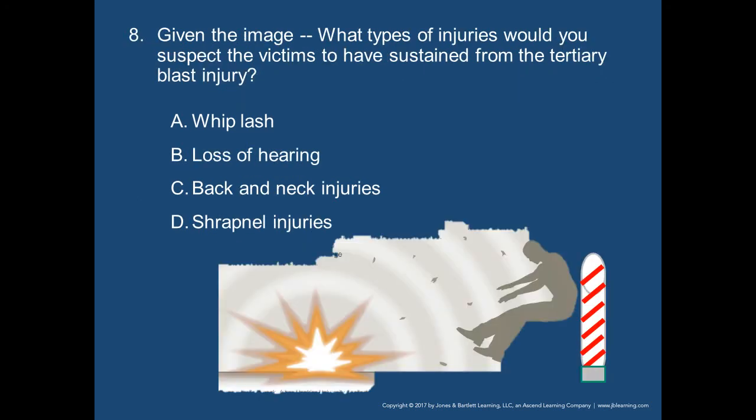Number 8: given this image, what type of injury would you suspect the victim to have sustained from this tertiary blast injury? A, whiplash; B, loss of hearing; C, back and neck injury; or D, shrapnel injury? I'm going to guess back and neck, because that's when he's going to hit that wall post or whatever that is, into his back and neck. That's his tertiary.